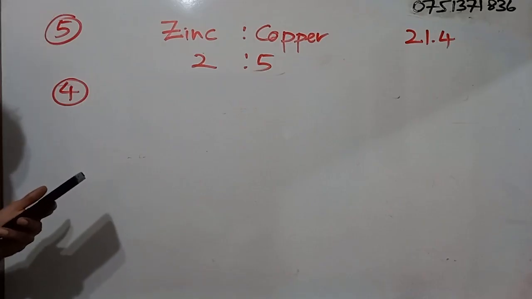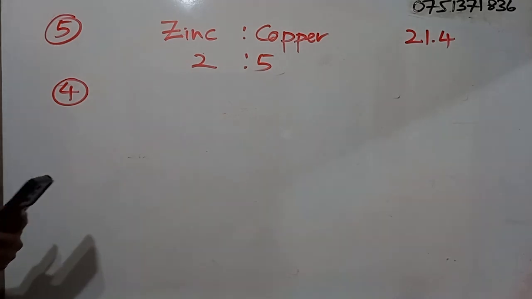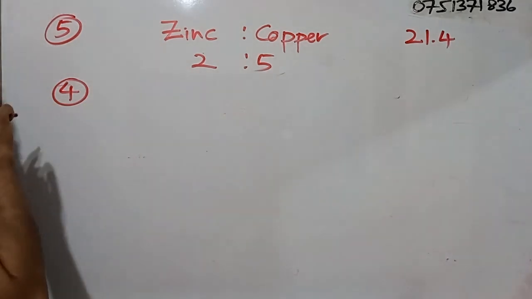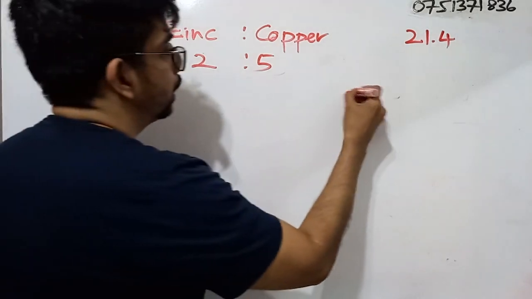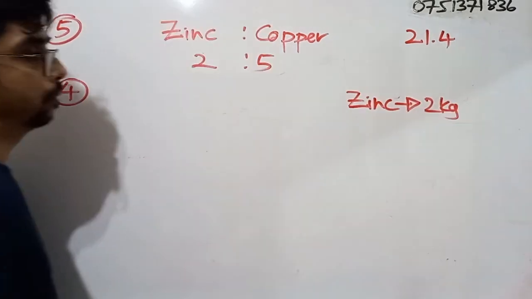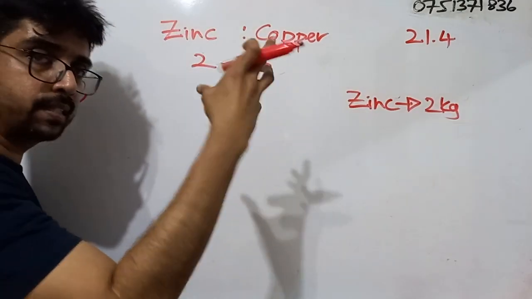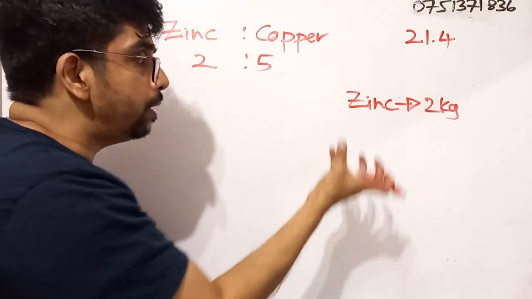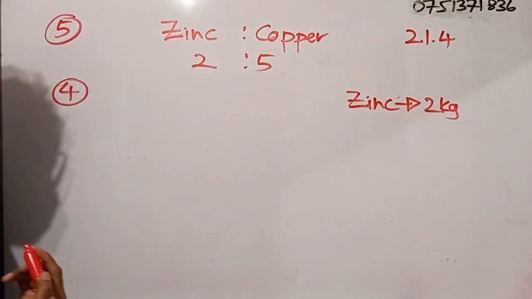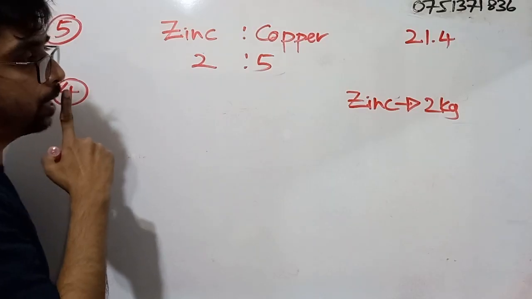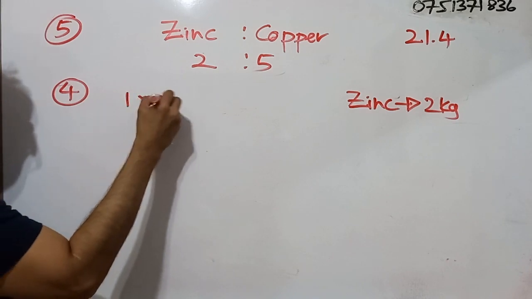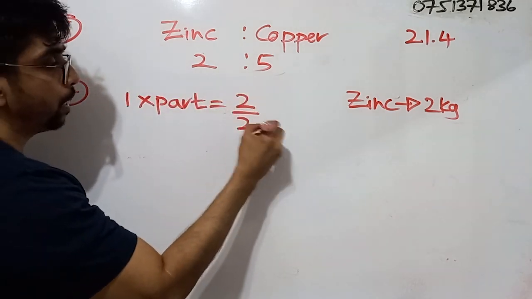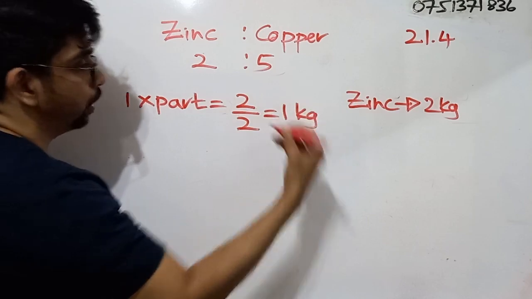Part 4. If the mass of zinc in a sample of this alloy is 2 kilograms, what is the mass of the sample? So that means the amount of zinc is 2 kilograms. But that is the amount of zinc in this alloy. So that means we can find the value of one part. So that is what? 2 we have to divide by 2. So we get 1. So these are kilograms.